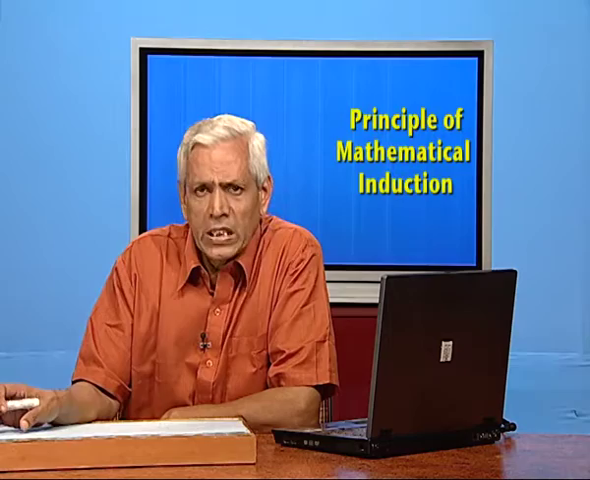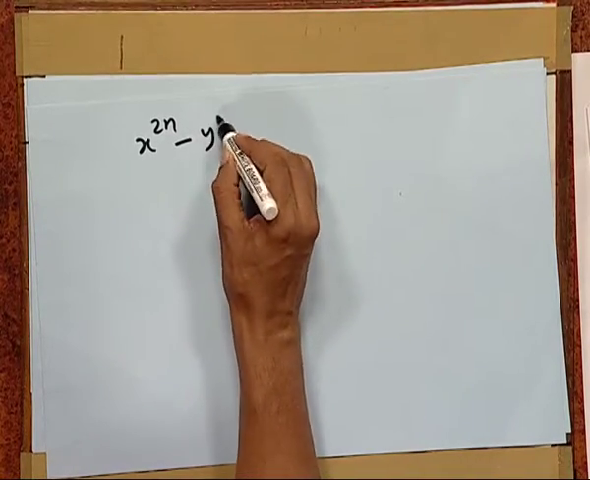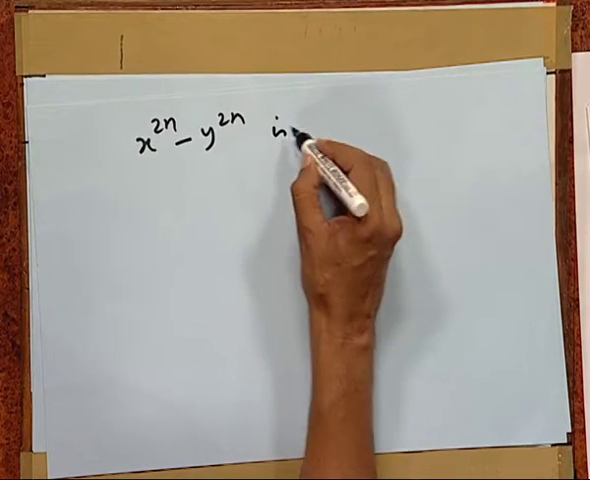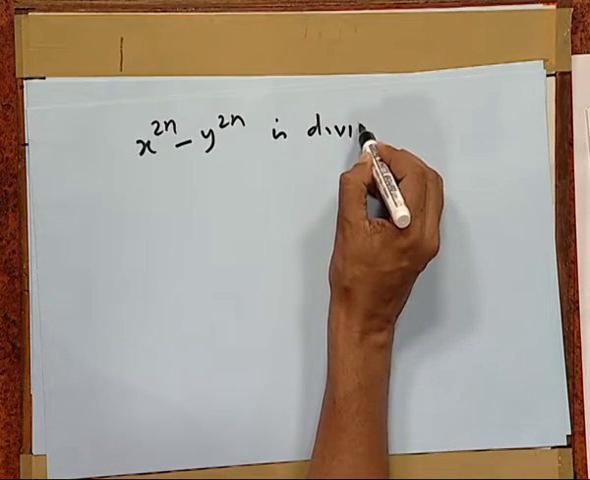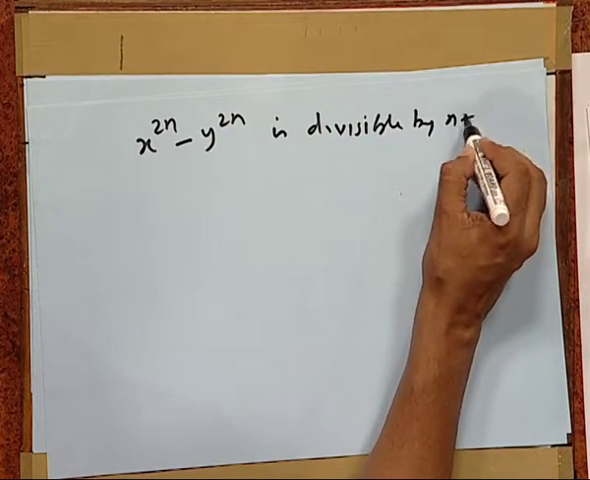Now, so far whatever problems we considered, either equality was involved or inequality was involved, but in mathematics there are other problems in which there is no equality or inequality, but some other relation is mentioned, that x to the n minus y to the n is divisible by x plus y.